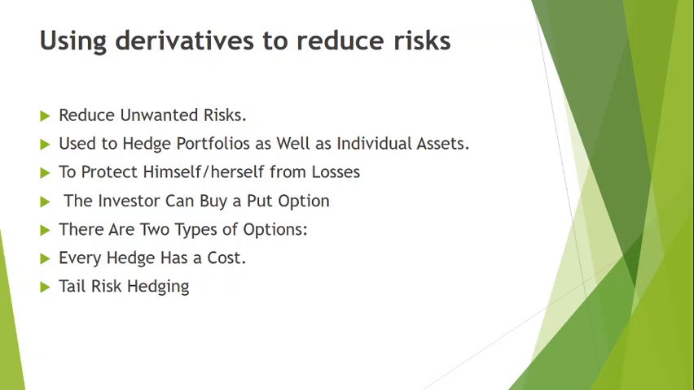Using derivatives to reduce risk. Derivatives overlays are used in portfolios to hedge or reduce unwanted risks. These risks are usually market risks, which refer to the sensitivity of an asset or portfolio to overall market price movements, such as interest rates, inflation, equities, and currency. Derivatives can be used to hedge portfolios as well as individual assets.